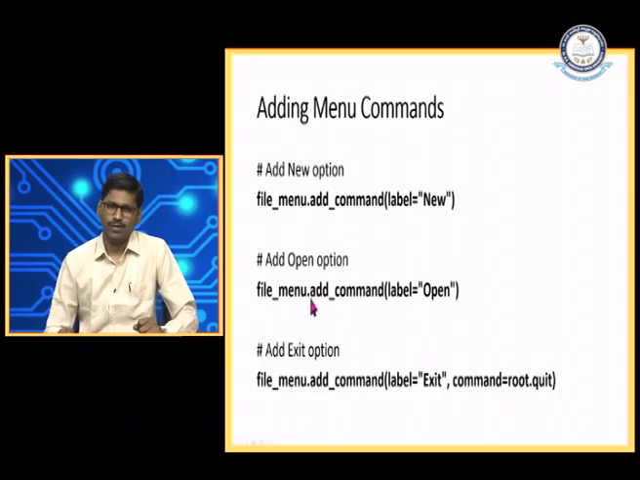In the same way, in the same file menu, I want to add some more commands like open. See this, file underscore menu, the object name, dot add underscore command to add the commands. And what is the command name? With the help of the label, you can assign that. Label assignment open. The open command I want to implement in this menu. That is the meaning. In the same way, I want to implement the exit command also. Same thing, file menu dot add underscore command, label equals exit.